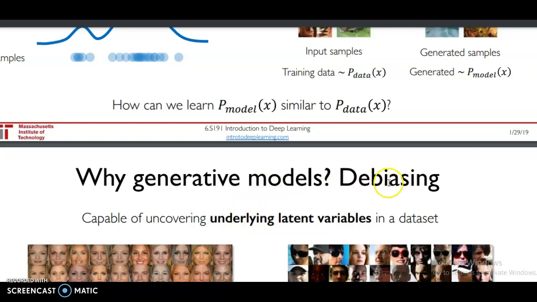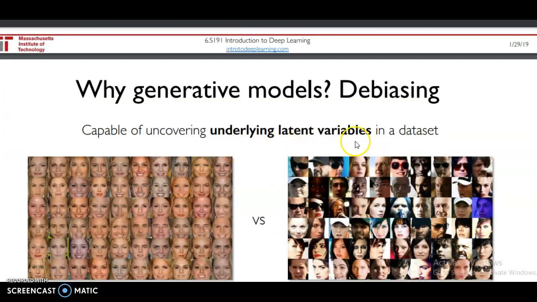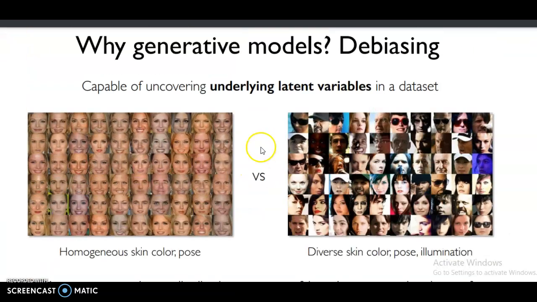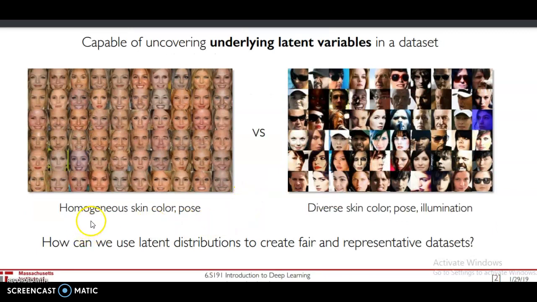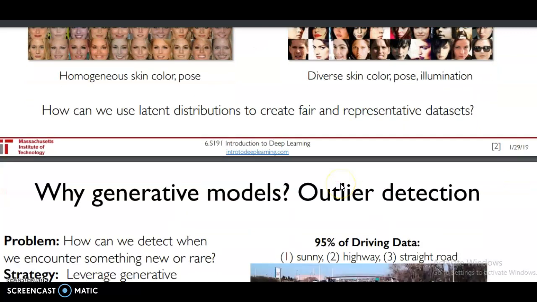Why generative models? Debiasing, capable of uncovering underlying latent variables in a dataset. Homogeneous skin color boosts diverse skin color boosts illumination. How can we use the latent distribution to create a fair and representative dataset?